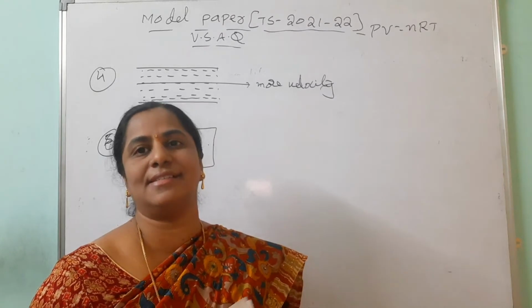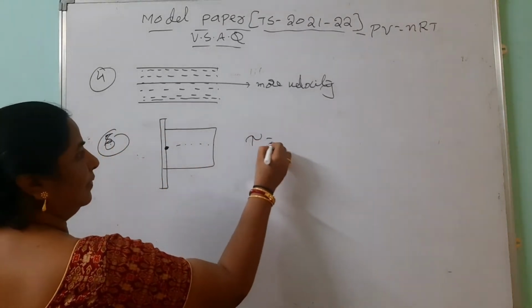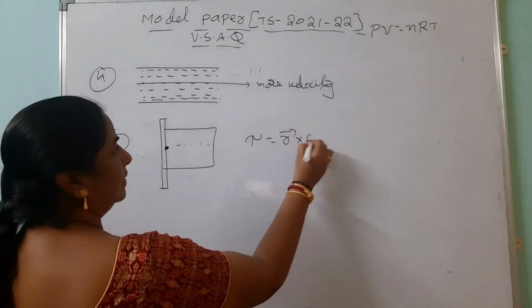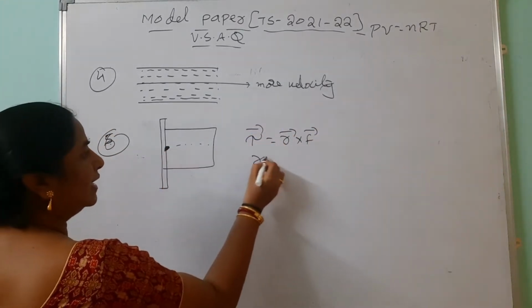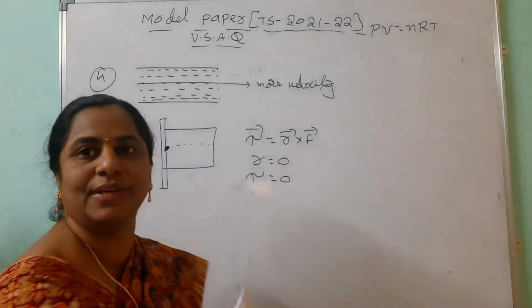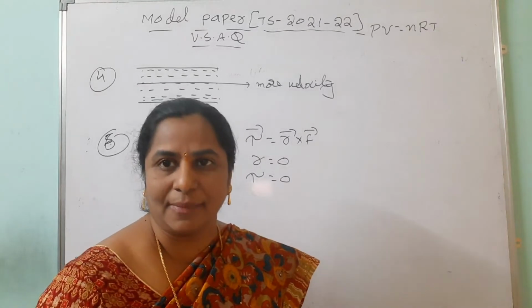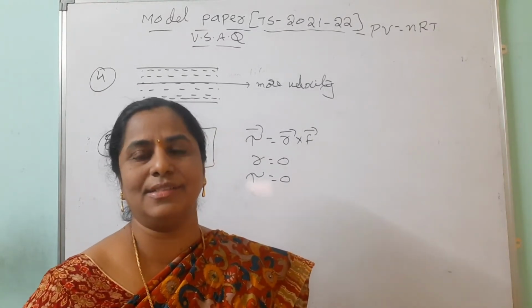No. Why? This is the turning effect of the force. Torque tau equals R bar cross F bar. In this case, if you are applying the force, R equals how much? 0. Tau is also 0. So the door is not moving when we are applying the force at the hinges. Simply we can say that here R equals 0.